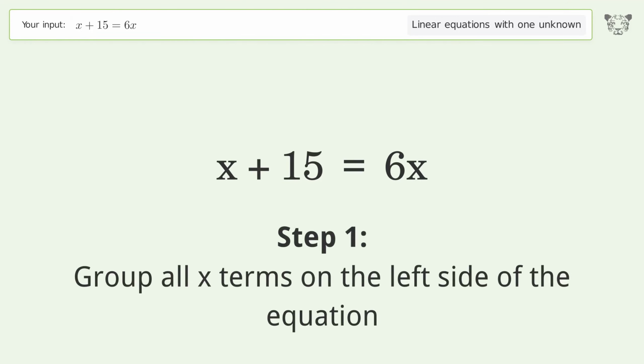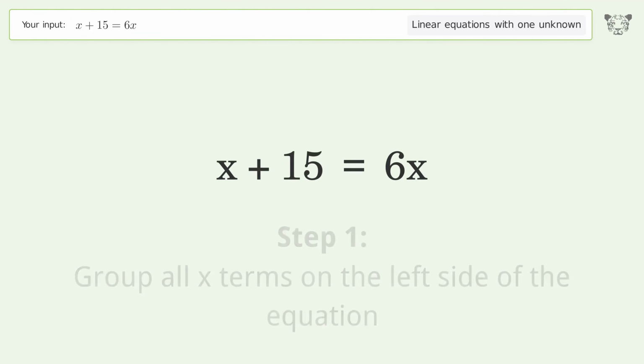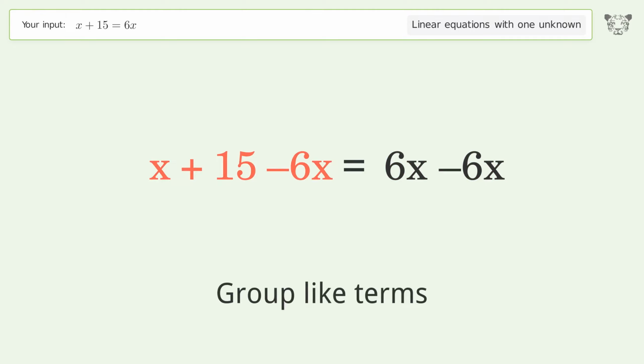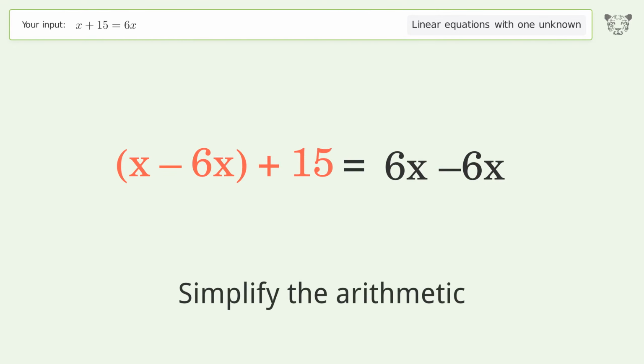Group all x terms on the left side of the equation. Subtract 6x from both sides. Group like terms. Simplify the arithmetic.